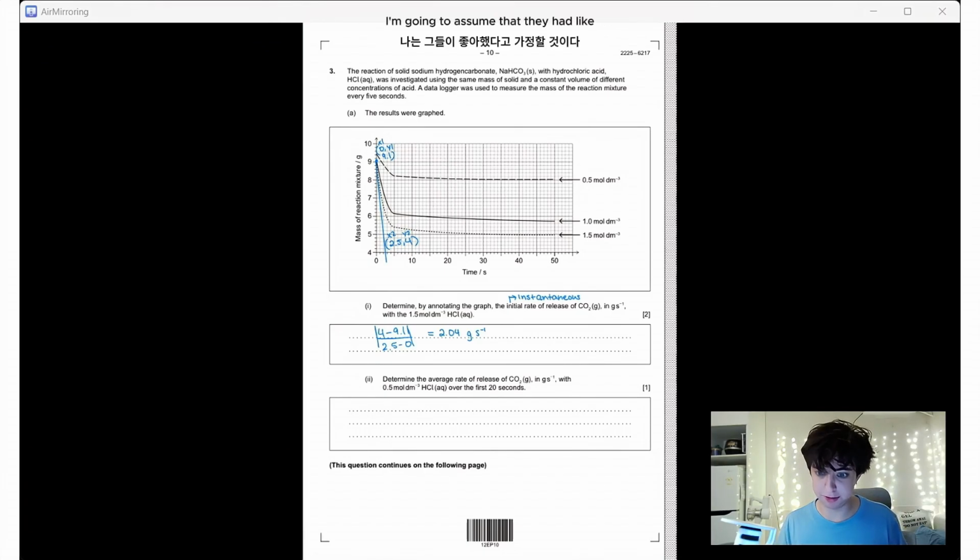I'm going to assume that they had a range that they used. I don't know why they didn't put that in the mark scheme, but anyways, I'm just going to assume as long as you annotate it and it looked like a tangent line, they assumed it was valid, like we did here. So we're going to go with that 2.04. 2.3 also works. I feel like anything from 2 to 2.5 would be valid.